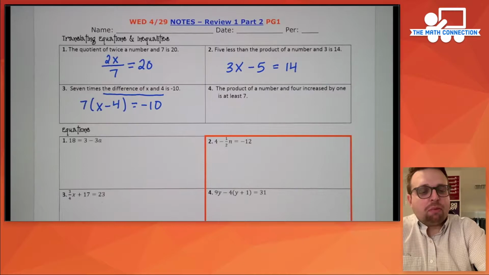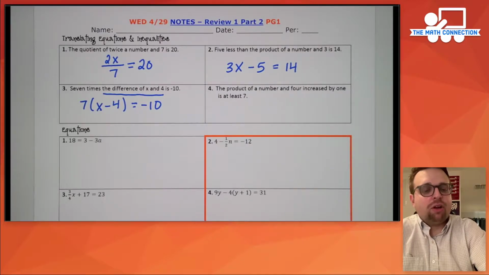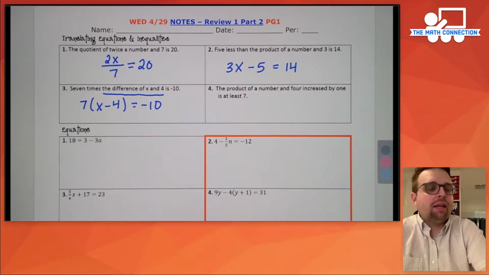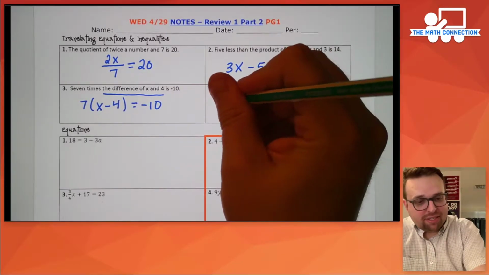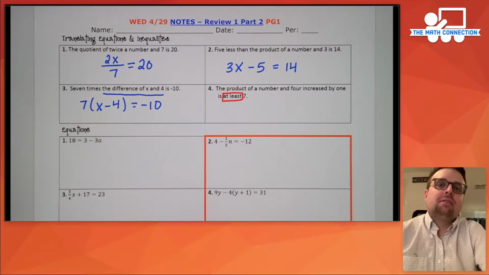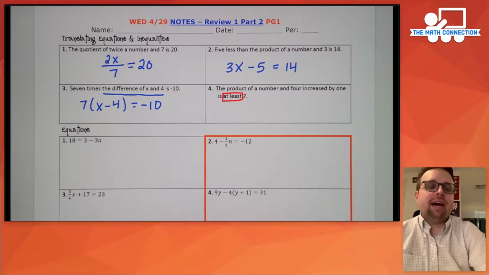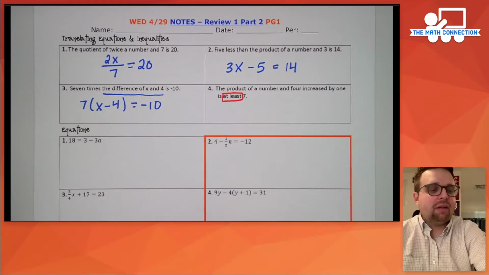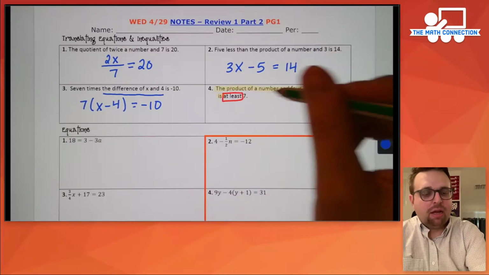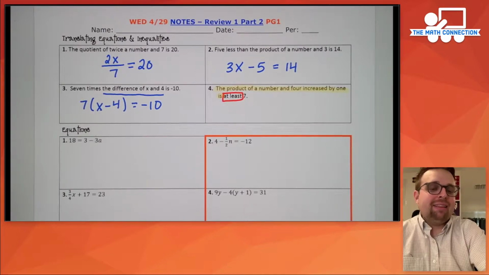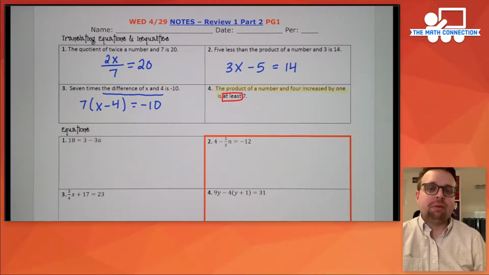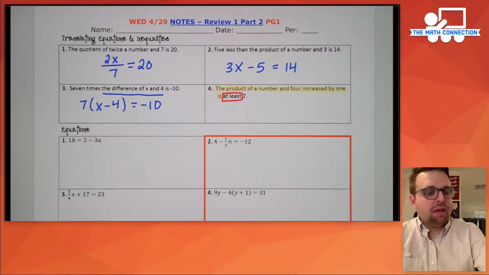And we have number 4. The product of a number and 4 increased by 1 is at least 7. So this is the one that's going to be an inequality. And I know for sure because of this keyword right here, which is that it's at least 7, okay? So that means that all of this, the product of a number and 4, and so on, is going to be at least 7. It's going to be 7 or greater. So it can be greater than 7 or 7, but it can't be less than 7, okay?